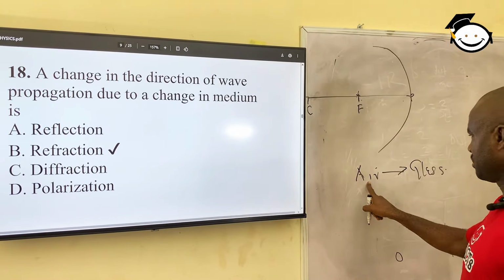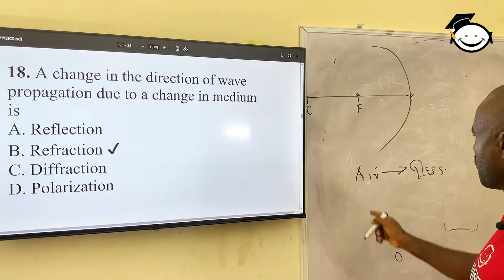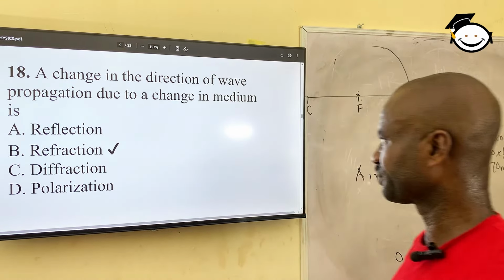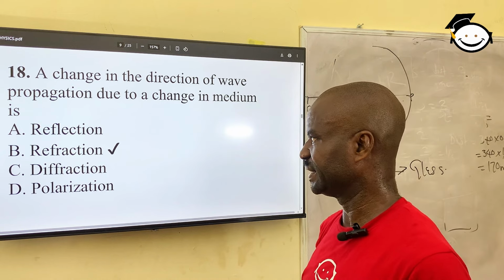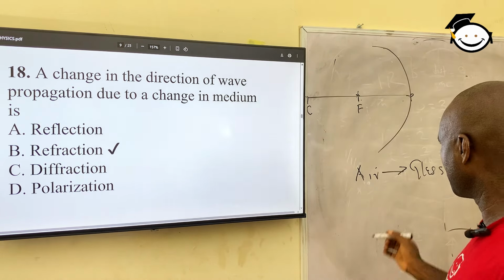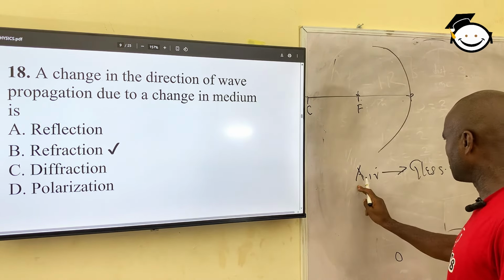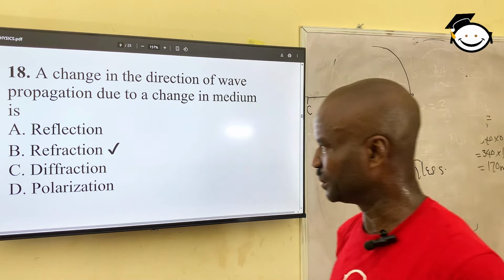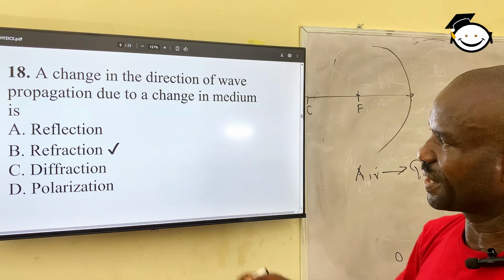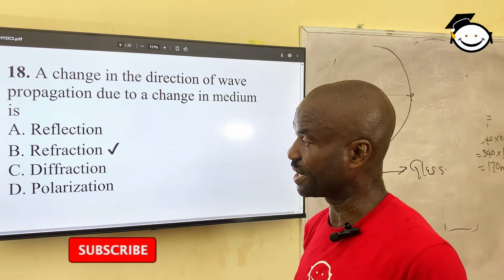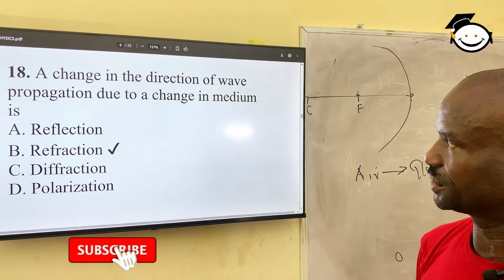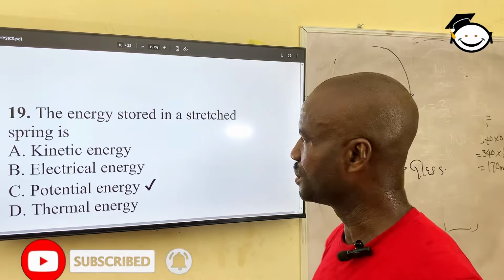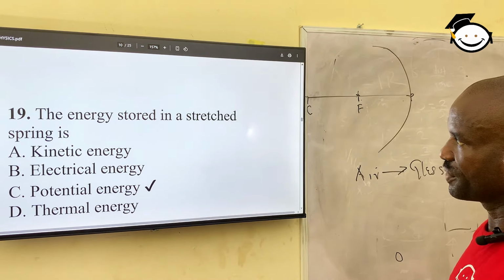You know, air is a medium, glass is a medium. When a wave moves from one medium to the other, what is it called? Reflection, no. Refraction, yes, because the wave will bend from this medium to another medium. Diffraction, no. Polarization, no. The correct answer is refraction. When a medium is involved, the wave will refract.